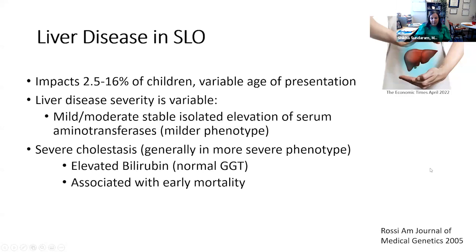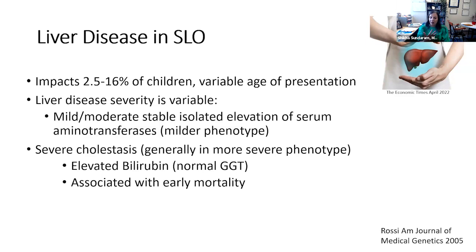Certainly, patients with Smith-Lemli-Opitz can have liver disease. It impacts somewhere between 2 and 16% of children, and the presentation age is variable, and the severity of presentation is variable. Some patients may have very mild to moderately elevated liver enzymes or aminotransferases. That would be a mild phenotype. And some patients actually have very severe cholestasis or jaundice. These are patients with the most severe phenotype.